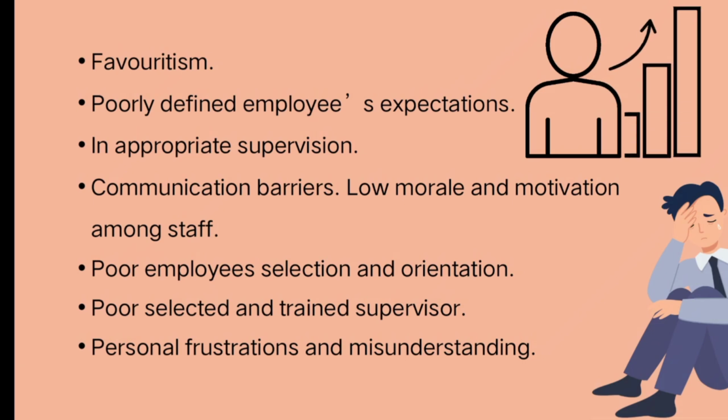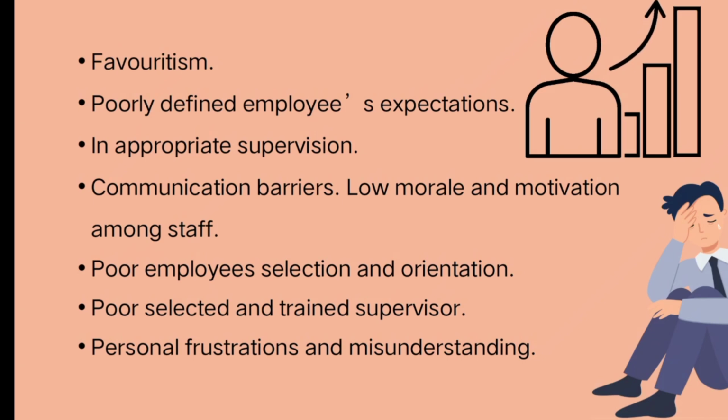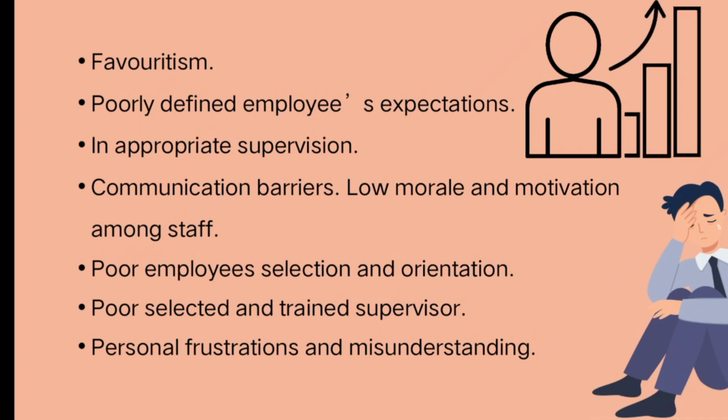Next is favoritism, poorly defined employee expectations, inappropriate supervision, and a communication barrier, which gives low morale and motivation among staff, poor employee selection and orientation, poorly selected and trained supervisors, personal frustration and misunderstanding. Sometimes the individual who is working for the upliftment of the organization will have various personal issues. Those personal issues will be carried as baggage to the workplace, and they will omit all the work that has been assigned to them in the workplace.